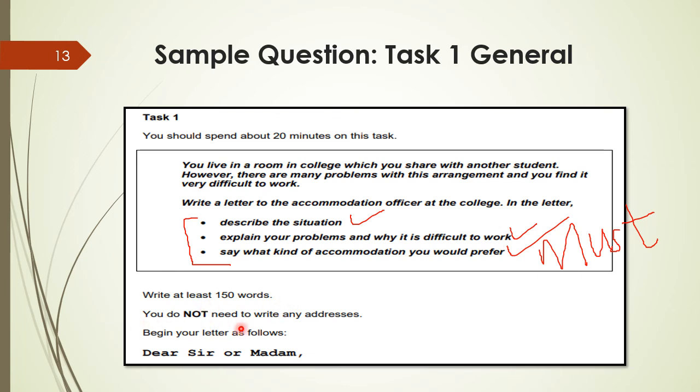You do not need to write an address, so for example, house number this and that, street this. You don't have to. Just start your essay with dear sir or madam, or if you're writing to your friend, dear Tom, stuff like that.